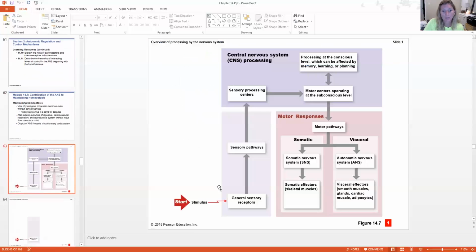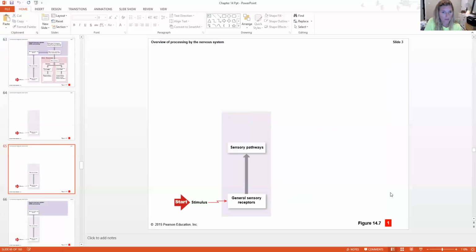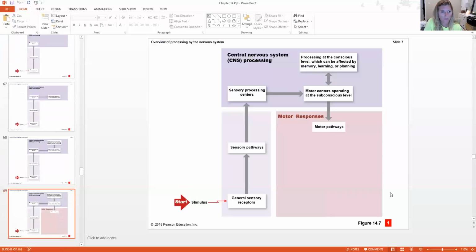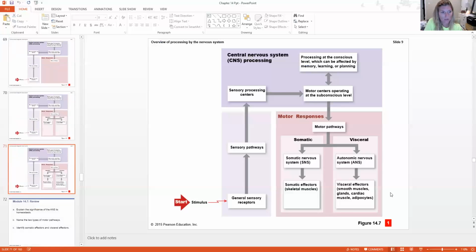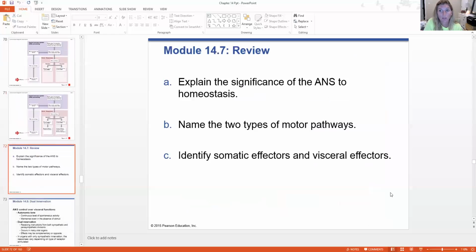So some type of stimulus is being sensed by our general sensory receptors, sensory pathways communicate that information back to sensory processing, and all of this goes through motor pathways, either somatic or visceral. Somatic is our skeletal muscles, visceral is our autonomic nervous system with all of our smooth muscles, glands, cardiac muscle, and adipocytes. I believe we've seen this one before. You can pause the video here, go back and review that nice little flow chart.